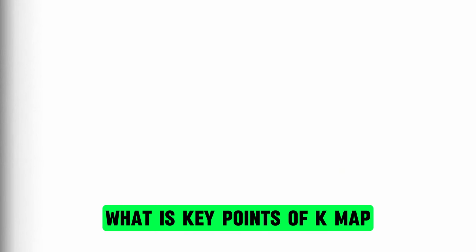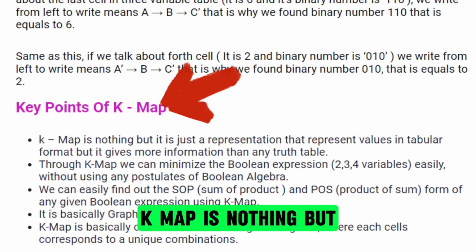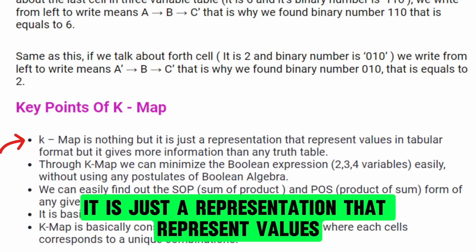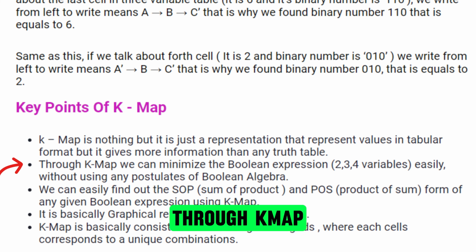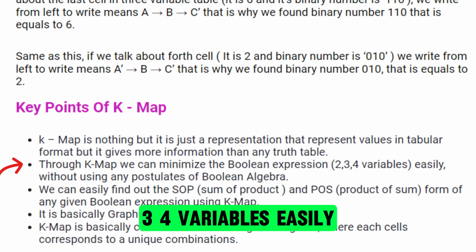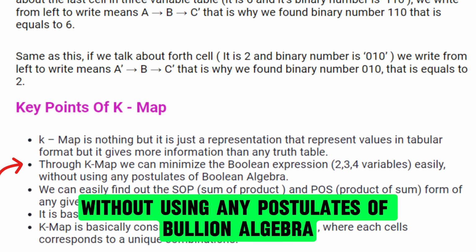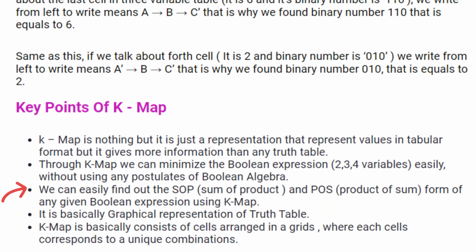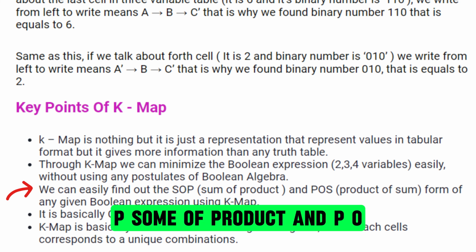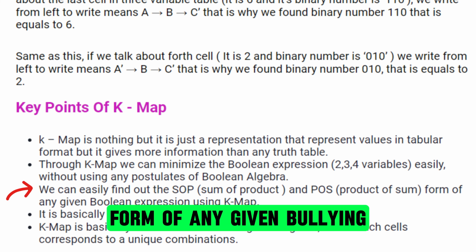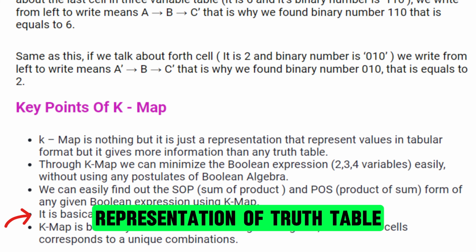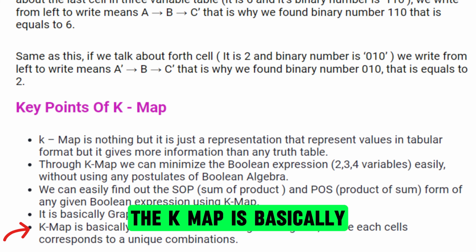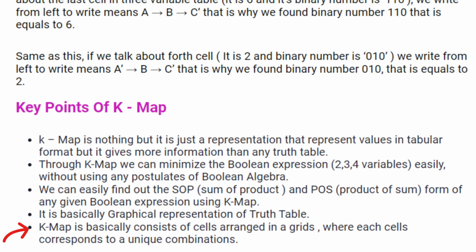What are the key points of K-map? K-map is nothing but a representation that represents values in tabular format, but it gives more information than any truth table. Through K-map we can minimize the Boolean expression with 2, 3, 4 variables easily, without using any postulates of Boolean algebra. We can easily find out the SOP, sum of product, and POS, product of sum, form of any given Boolean expression using K-map. It is basically a graphical representation of a truth table. K-map basically consists of cells arranged in a grid, where each cell corresponds to a unique combination.